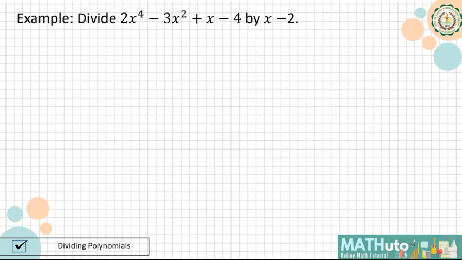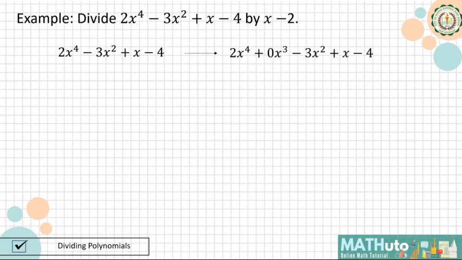Let us have another example. Divide 2x raised to 4 minus 3x squared plus x minus 4 by x minus 2 using synthetic division. So again, let us write this as 2x raised to 4 plus 0x cubed minus 3x squared plus x minus 4. We have here a coefficient of 0 for x cubed since there is a missing term. Afterwards, let us write its coefficients. So we have 2, 0, negative 3, 1, and negative 4.